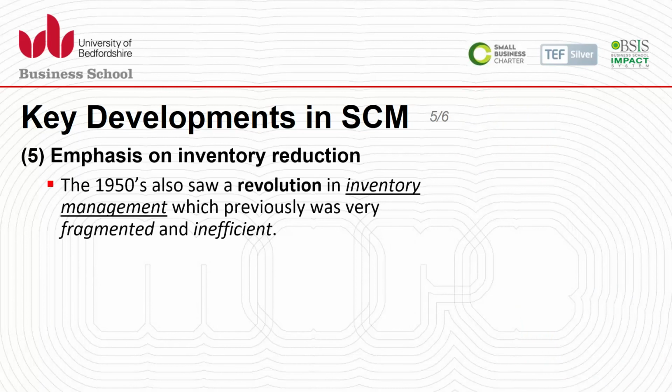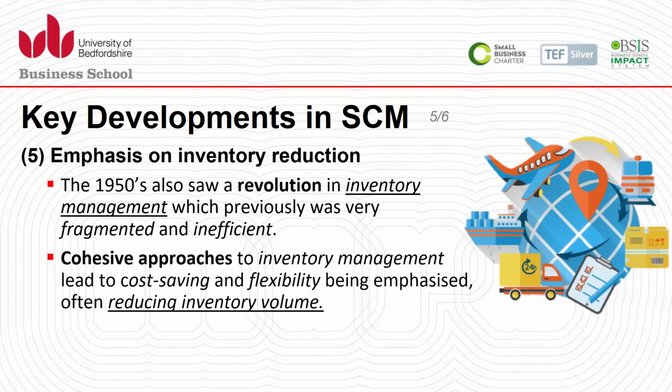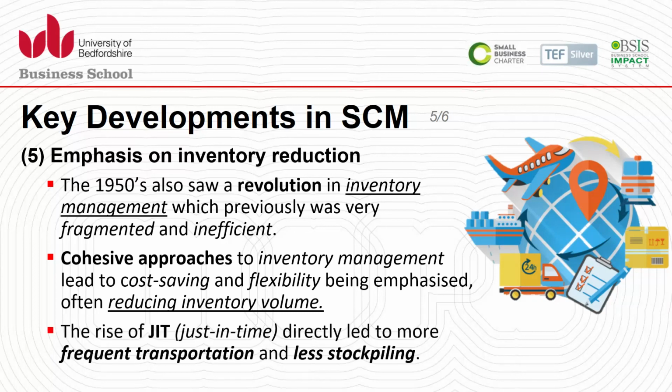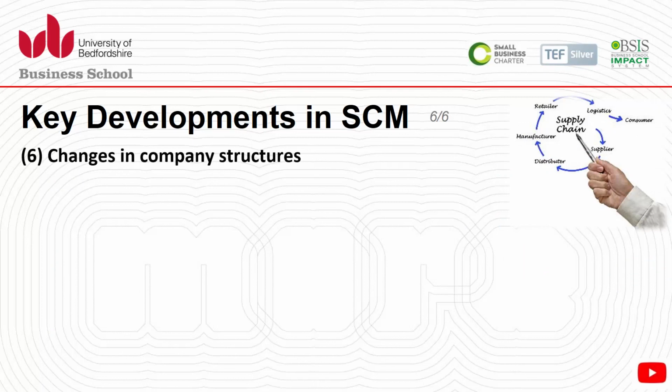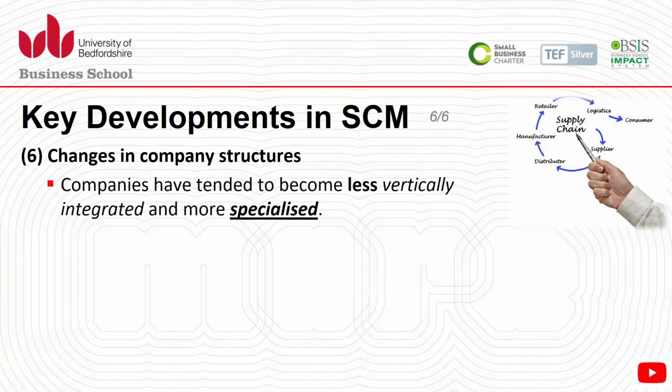The emphasis on inventory reduction, again from the 1950s onward, brought a revolution in inventory management that was not possible in the past with fragmentation and inefficiency. However, the cohesive approach to inventory management led to cost savings and flexibility, with emphasis often on reducing inventory volume. The rise of just-in-time led to more frequent transportation and less stockpiling.